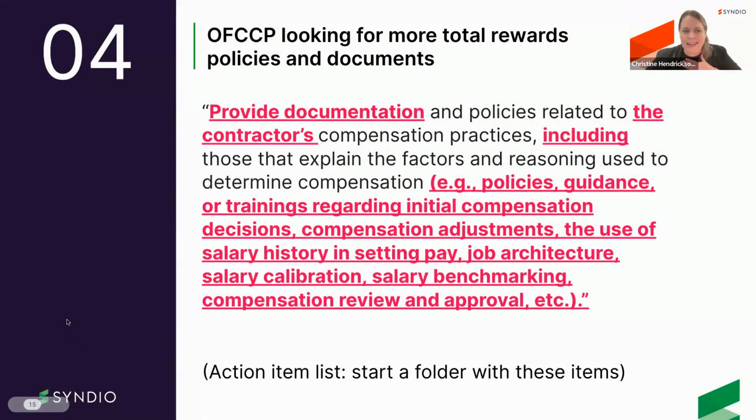Okay, so that's number 3.5. But number 4 is that the OFCCP is looking for more total rewards policies and documents. Again, the OFCCP in the past were asking for information around policies, but they were not very specific about what that is. And this goes to the idea that we're seeing a much more total rewards informed OFCCP. They know what they're looking for now. They're looking for information about job architecture and the use of prior salary and salary benchmarks.